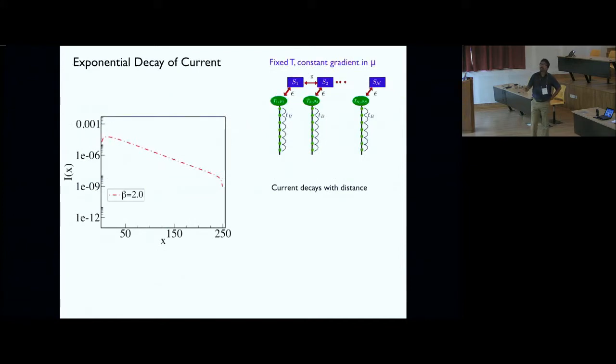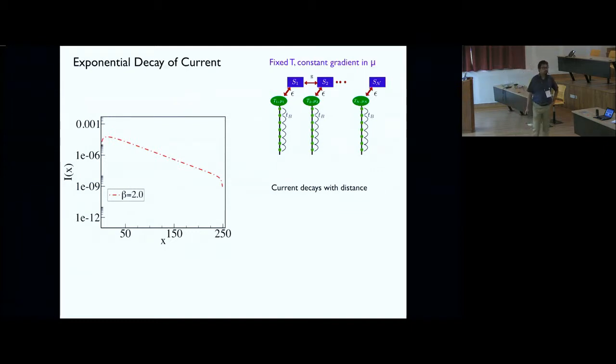Suppose I set up a fixed temperature, but a constant gradient in the chemical potential. And here is the current. This is not the current correlator. This is just the current as a function of x. You see that there are some boundary effects here, but this is a log plot, so you can see a clear exponential: the current decays with distance, which means if I go to larger and larger distances, things will localize, essentially. So I believe the answer to what happens with two baths and what happens with coupling to many baths, one at each site, is very different.